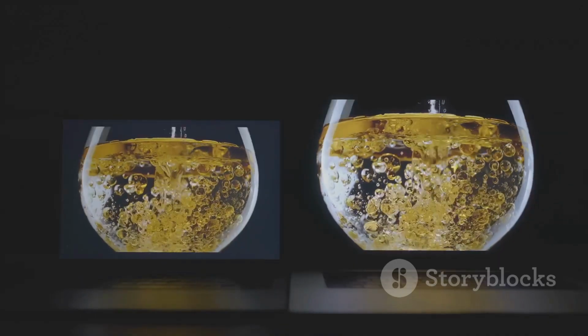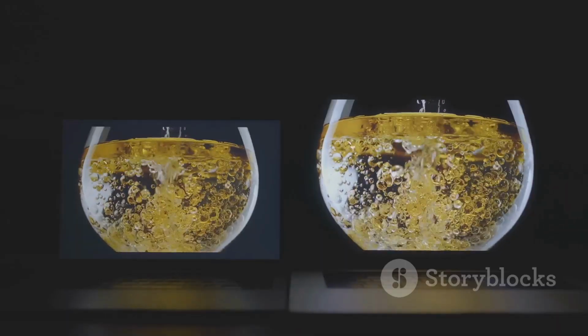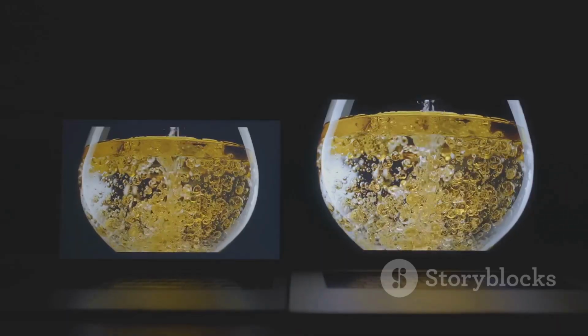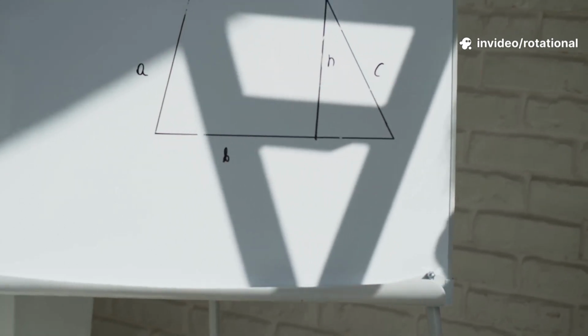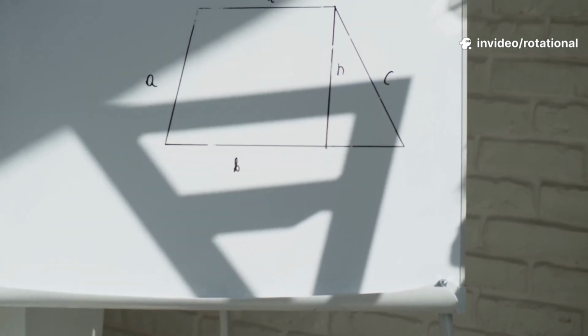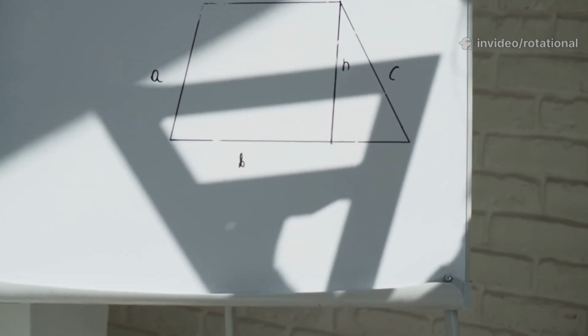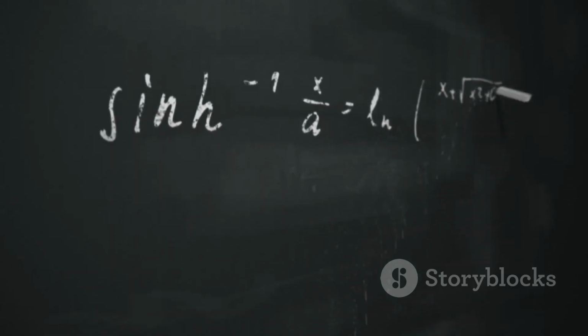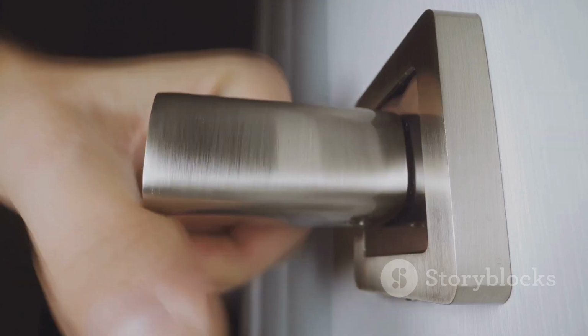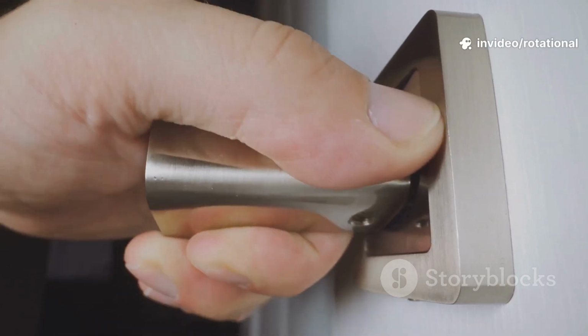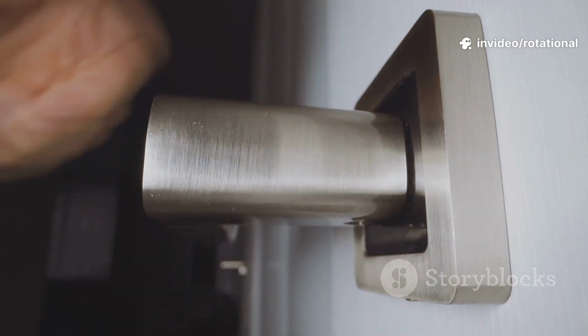Notice the hoop has a larger moment of inertia because all its mass is at distance r, making it harder to spin. If you know I sub cm about an axis through the center of mass, you can find I about any parallel axis a distance d away. The formula is I equals I sub cm plus m d squared. This is useful when an object doesn't rotate about its center, such as a door swinging on its hinges.